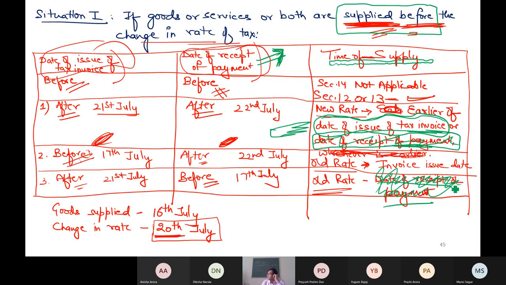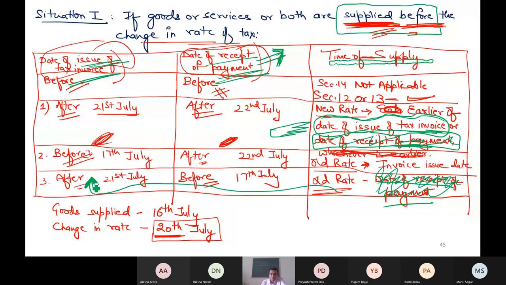If you are supplying goods where supplier is liable to pay the tax and the person has not opted for composition levy scheme, so answer, time of supply will not be date of receiving payment. Time of supply, it is not date of receipt of payment by default. The answer will become date of issue of invoice, because only two things can be the answer as per this section 14, either payment date or tax invoice date. So if date of receiving payment cannot be the answer because of notification, so answer will be date of issue of tax invoice.